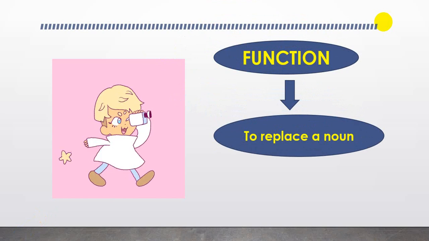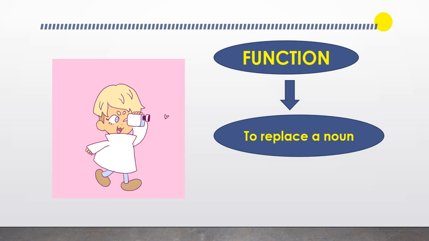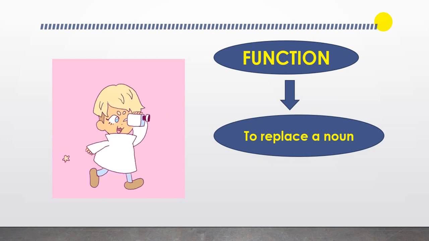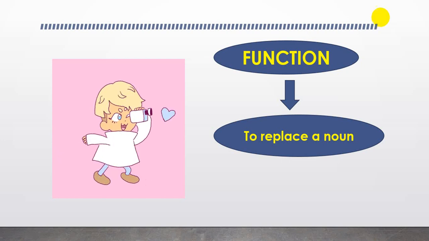Yeah? A noun can be a person, can be an animal, can be a thing, or maybe a kind of tree, or maybe a place. Yeah, those are part of noun. Yeah. Okay, next slide.